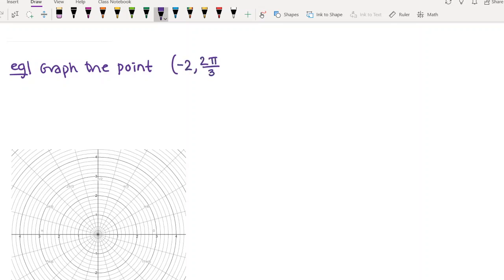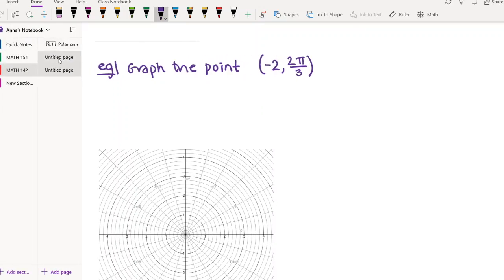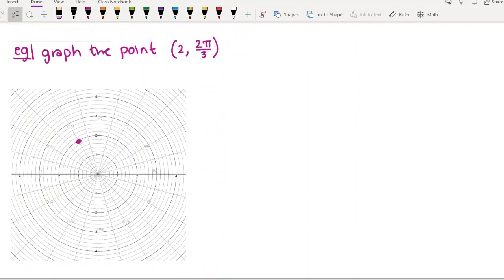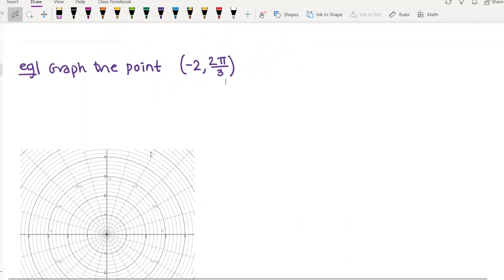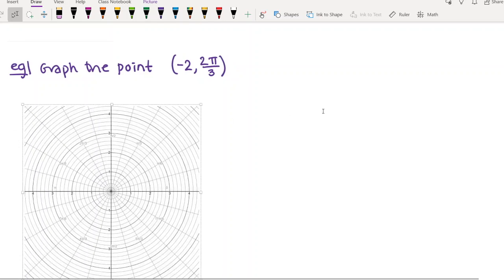So we previously, on the last page, we did 2 pi over 3. That was this point here. And now we're going to do -2 pi over 3. So what does it mean to have a negative number for the r value? It basically means that you go the opposite direction when you go to plot the point. So what do I mean by that?